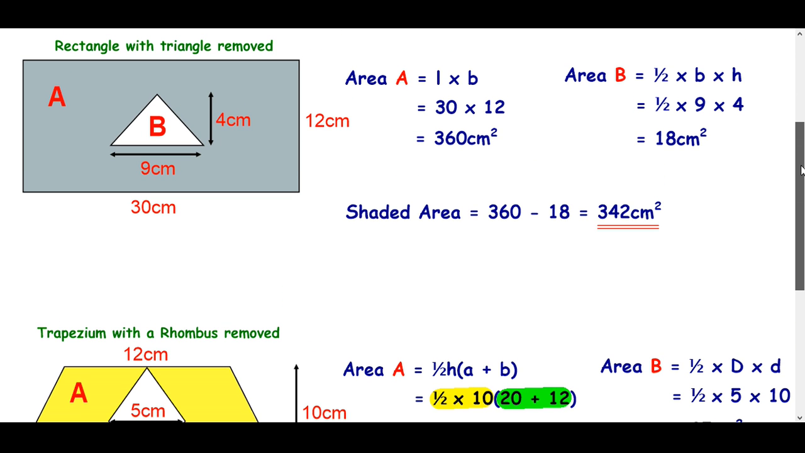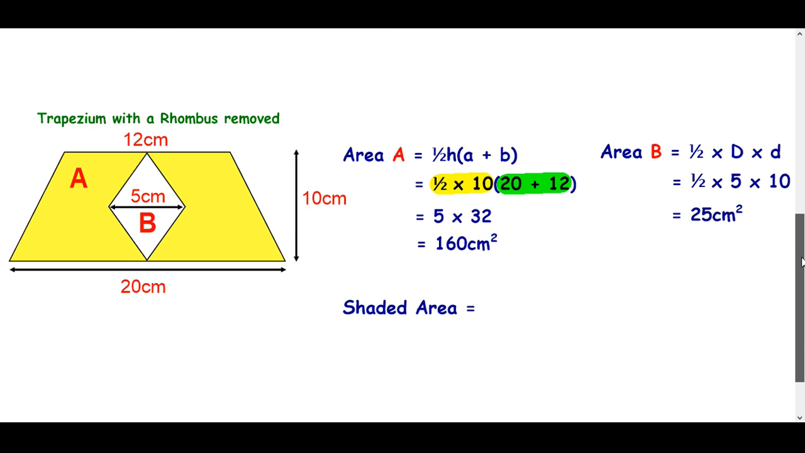And just like the top one, because it's been removed, you're doing a takeaway sum this time. So it's 160 take away 25, which is 135 centimetres squared.